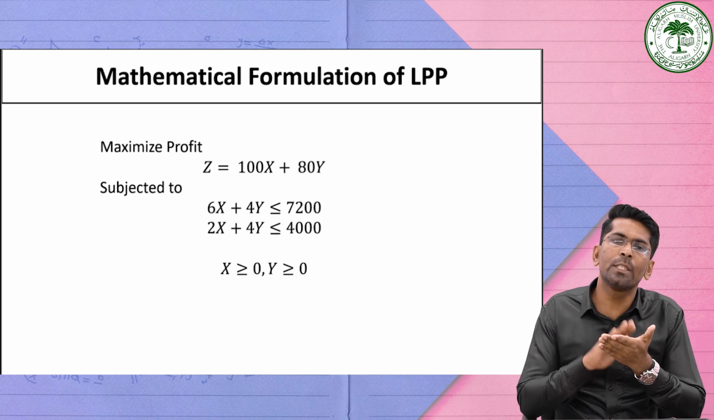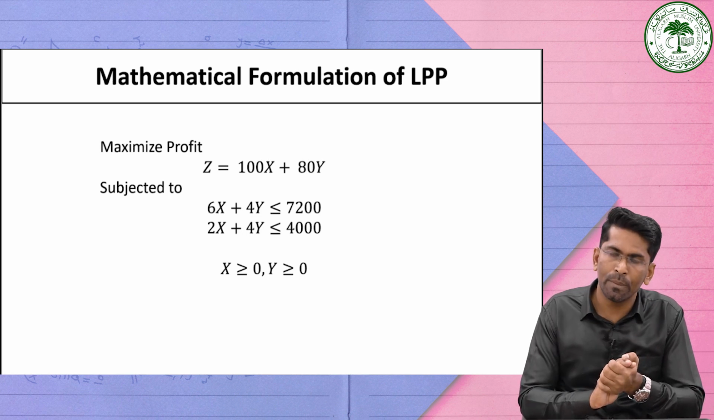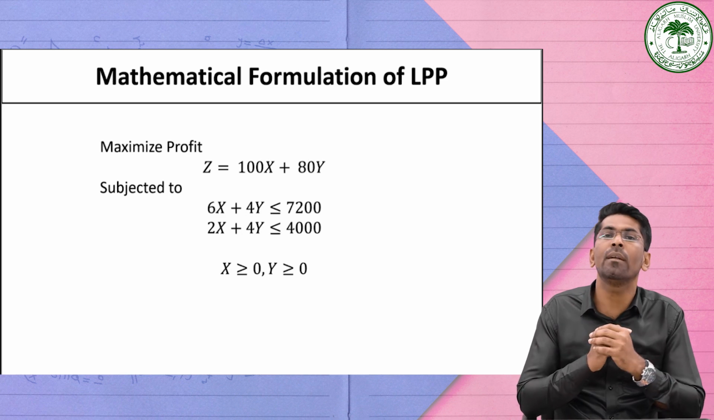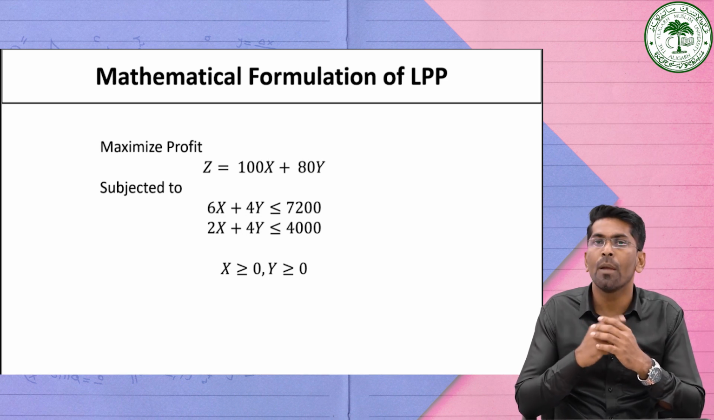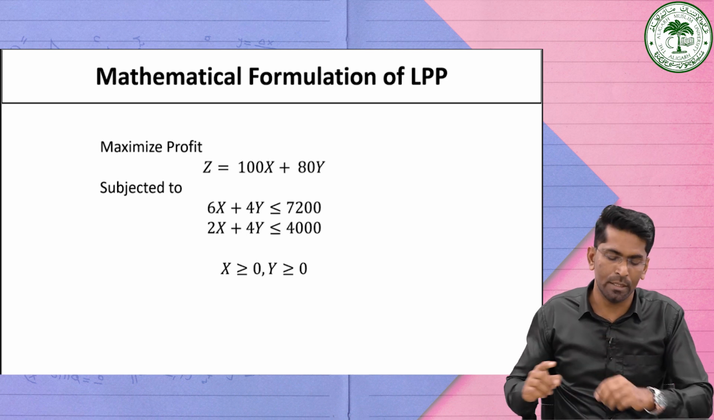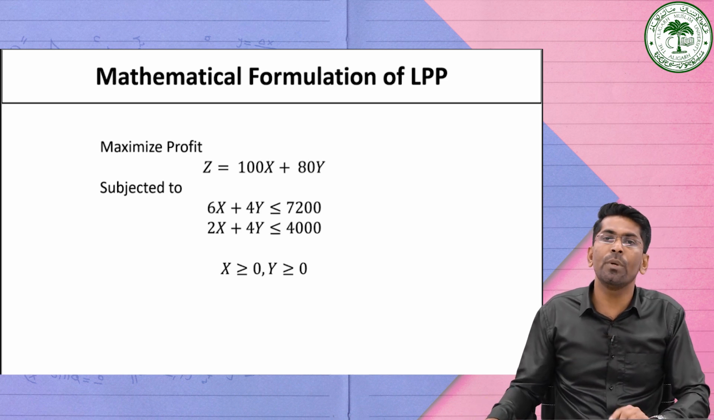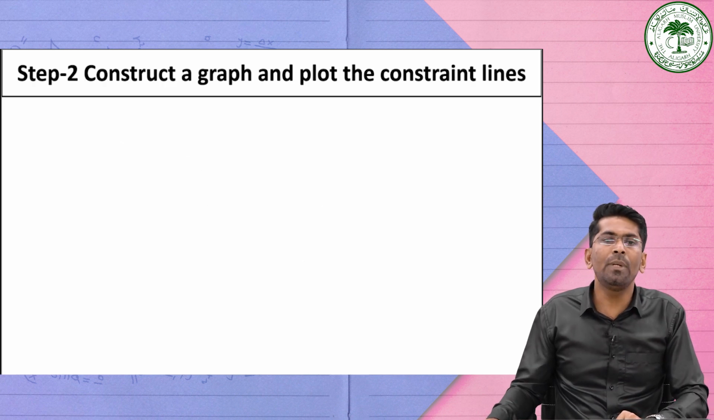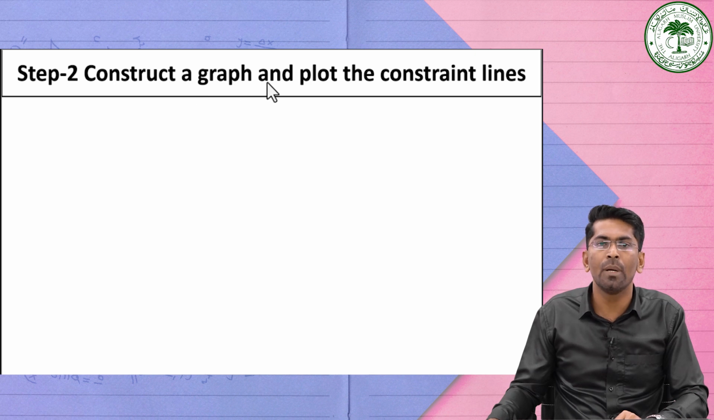So now the mathematical formulation of the given linear programming problem is completed. By using this mathematical formulation, we can go for finding the solution of this given linear programming problem by using the graphical method. The first step was the mathematical formulation. After that, the second step is we have to construct a graph and plot the constraint lines.